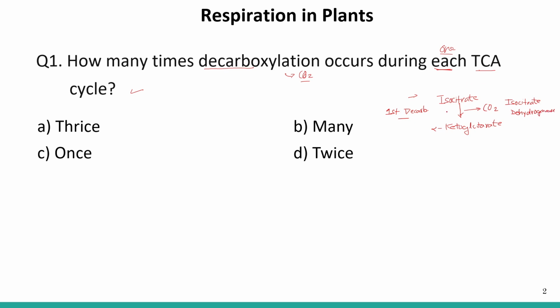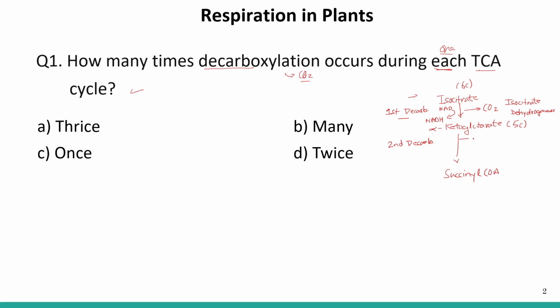And what else is happening here? There is conversion of NAD into NADH. Okay, now what happens in the next step? So isocitrate is a 6-carbon compound and alpha ketoglutarate becomes a 5-carbon compound. Now the second decarboxylation takes place when alpha ketoglutarate is converted into succinyl coenzyme A.